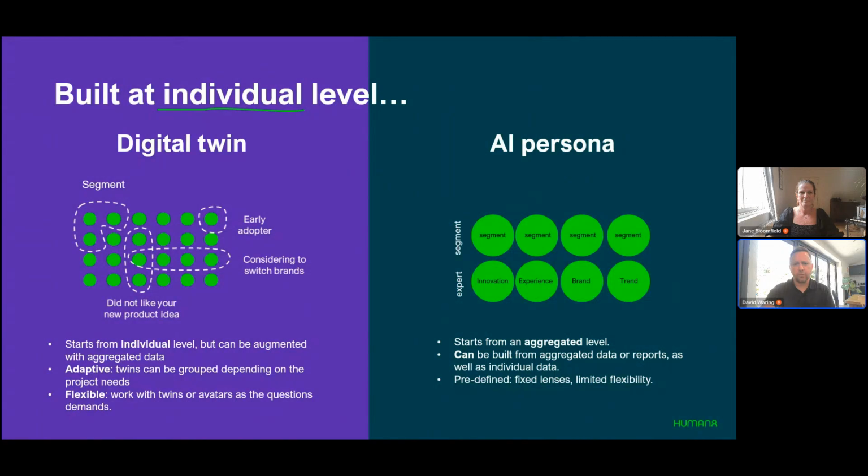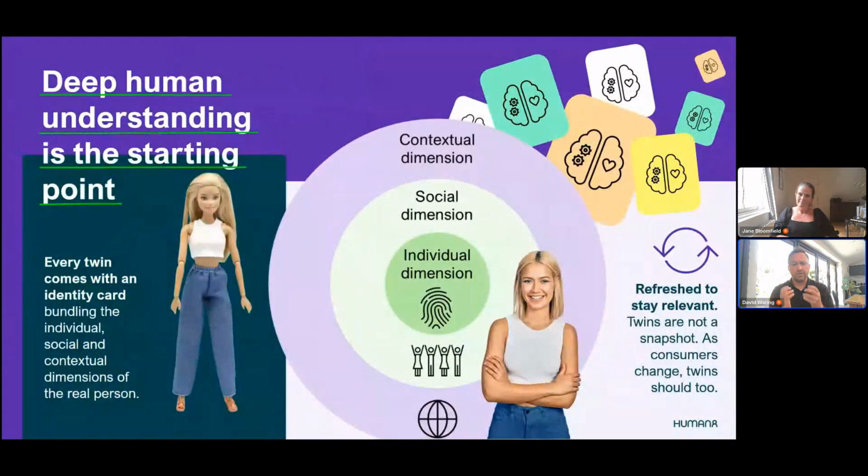But let's start with how we actually build the twins. As I've said, the key to success is that deep human understanding, and the starting point is your twin community. When we create them, we create an identity card, which is effectively a rich description mimicking how a real community member thinks and feels about a topic. It's got individual data, a social dimension, and also a contextual one as well.